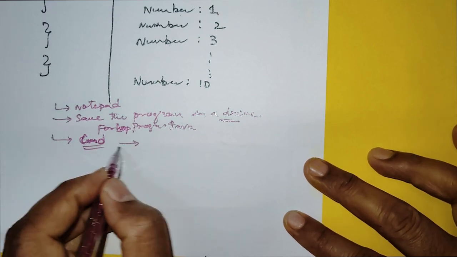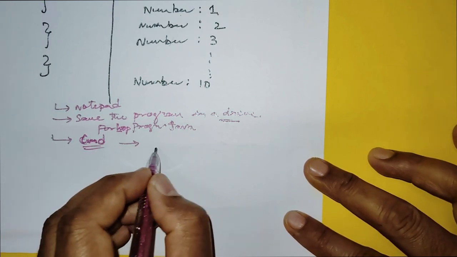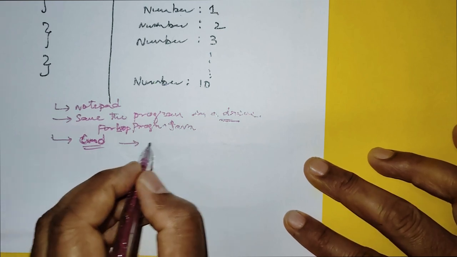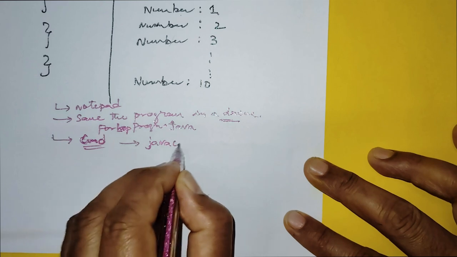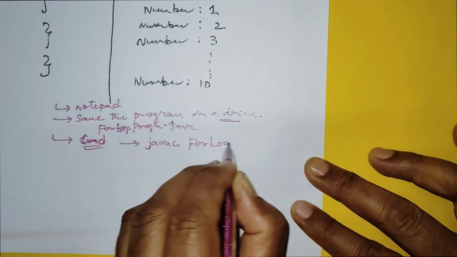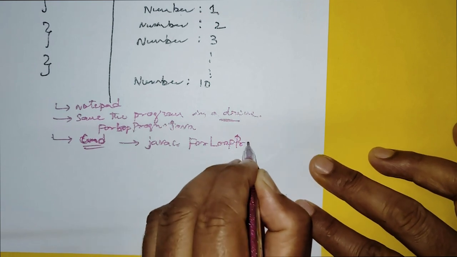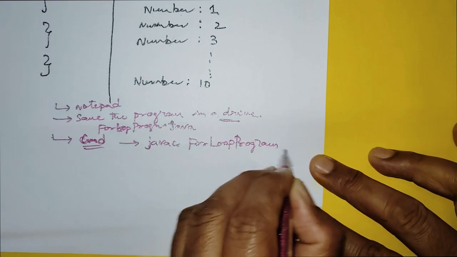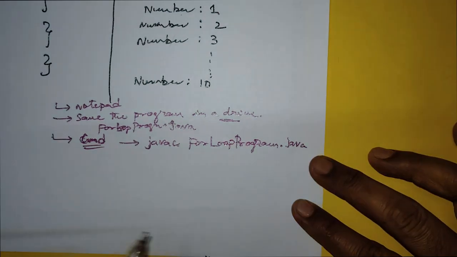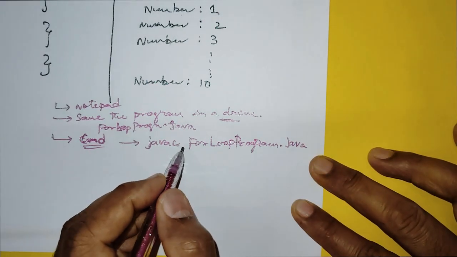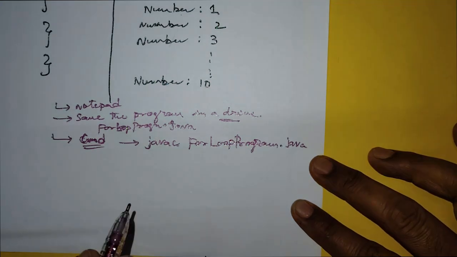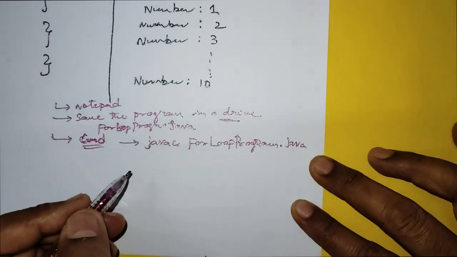Then in the command prompt, how will it be? You have to open it, javac, for compilation. What is the name of the program? for loop program.java. Then it will be compiled. Once you press enter, compilation takes place. If there are any compilation errors, it will be stopped.